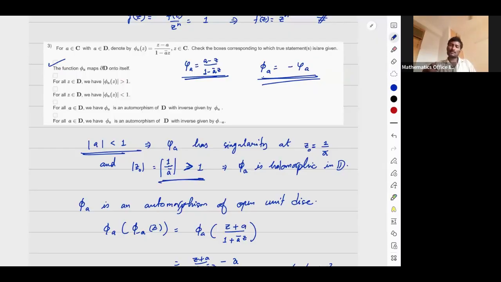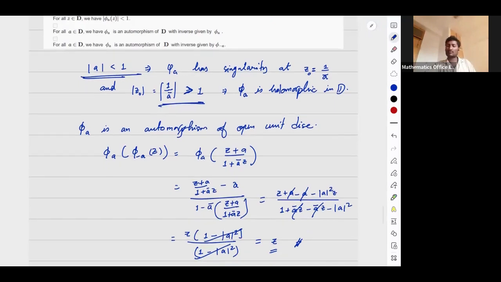Now for the second option, what we have is, for all Z inside this, phi of AZ has modulus bigger than 1. And that is incorrect. We have just seen that.